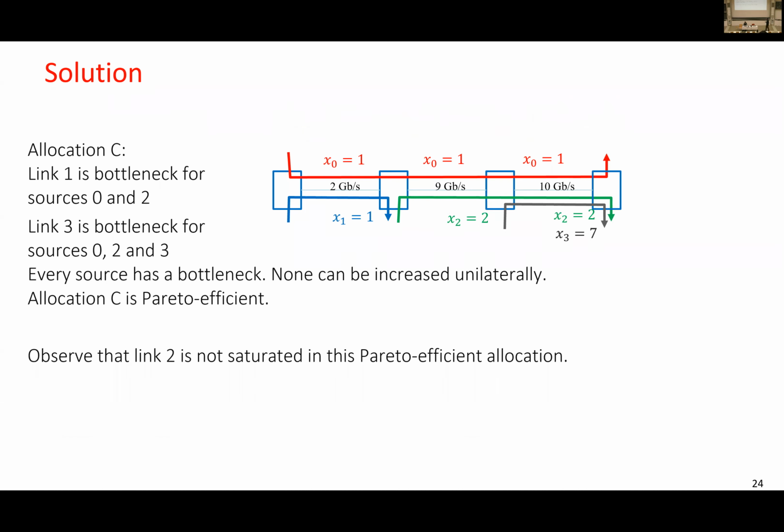And here another allocation, which is also Pareto efficient for the same reasons. We cannot increase the red or the blue or the green or the black, but the values are different. For example, here, this link is not fully utilized, but still the allocation is Pareto efficient because we cannot increase unilaterally any of the rates. So in some sense, we've reached an extremal point.